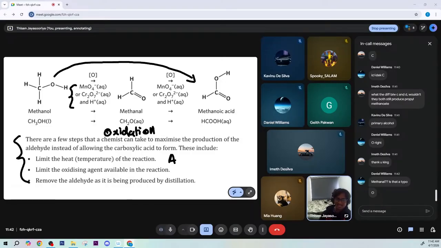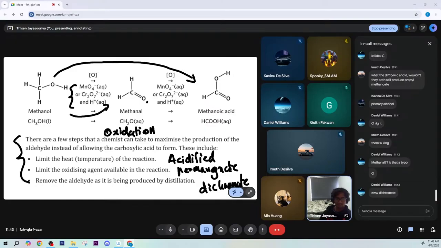This is called acidified potassium permanganate or acidified dichromate, yeah? You can have either one of these as our reagent here. You need that, and that will oxidize methanol to methanal and methanal to methanoic acid, or methanol straight to methanoic acid. That's one way we can think about it. We call this a partial oxidation when it goes from here to here. We call this part a full oxidation.